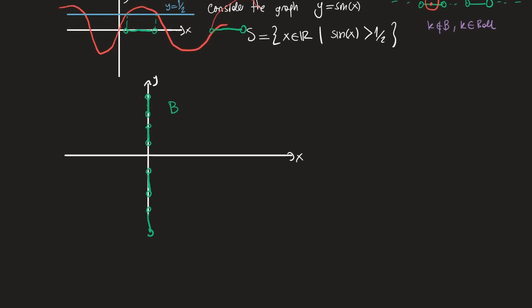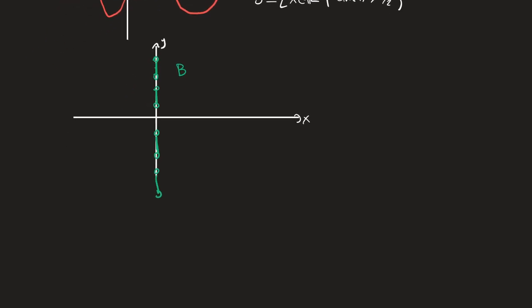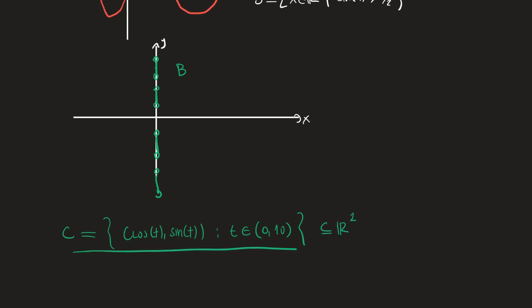So let us also analyze the set C. First, let me recall the set C. It is cosine T, sine T, and T is from 0 to 10. First let me draw it. Then I get a feeling, and then I can prove what I need to prove.